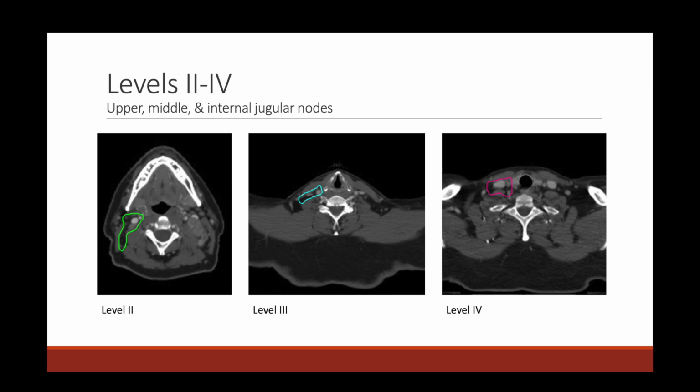And then level 4 is the same thing, but this time we know that we're inferior to the cricoid cartilage. And again, we're tracing the inside of the sternocleidomastoid muscle and including all of that fatty space. But now that fatty space opens up a little bit, and so that contour looks a little bit thicker. So these are just representative examples of level 2, 3, and 4. Again, for detailed guidelines, I would refer you to that contouring atlas on how to delineate these levels. And as you get more practice with contouring lymph node levels, and as you get real-time feedback from attendings, it's definitely a skill that we all get better at.